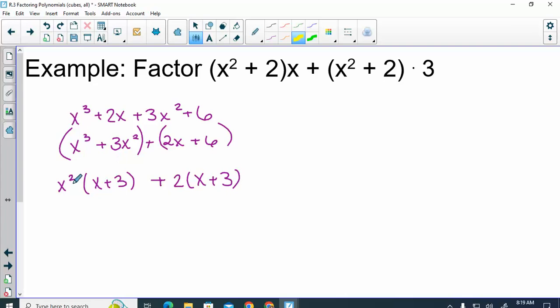When we do grouping, you factor to this point. Your goal is for these parentheses to match, and then we're going to take out that x plus 3, and it leaves us with x squared plus 2.